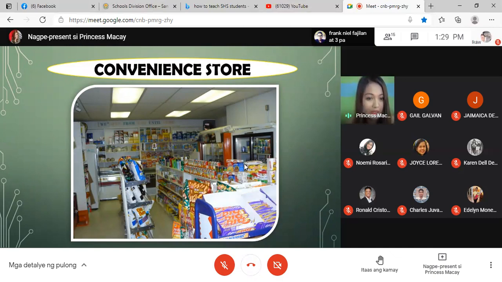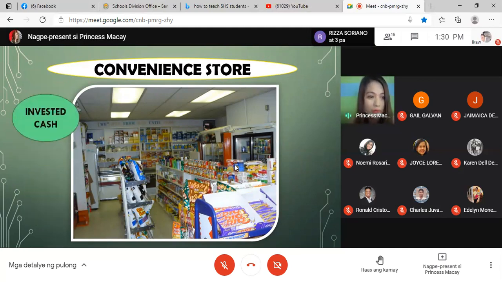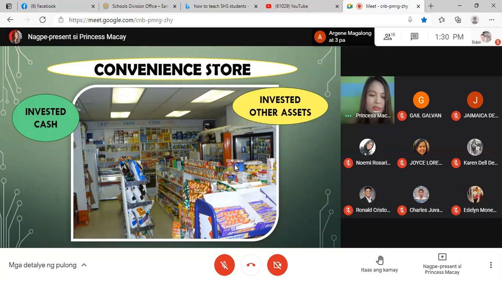So let me repeat. Assuming your parents own this store or this business, how do you think your parents acquire those things inside the store? So yes, they might have invested cash to purchase those things inside the store, or they might have invested other assets or other properties. Just take note that hindi lang cash ang pwedeng i-invest.